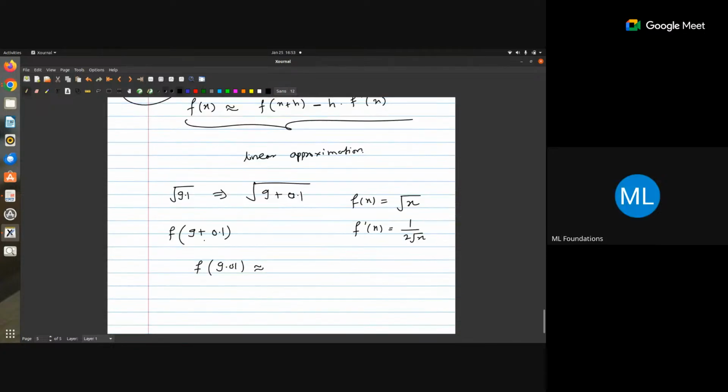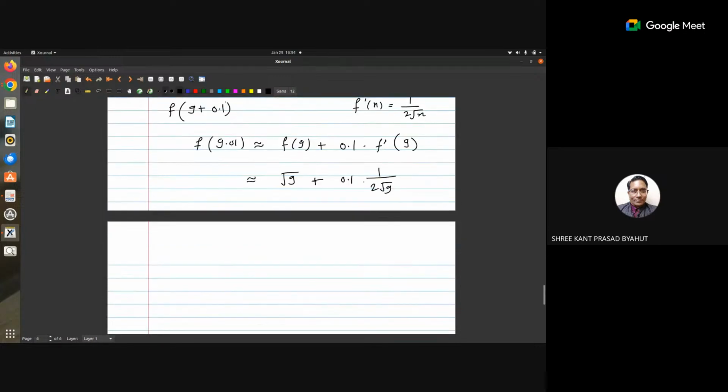So if I use this, then what will it be? f of x will be f of 9 plus 0.1 into f dash of x. f dash of x is f dash of 9, which is 1 upon 2 root 9. So f of 9 is root of 9 plus 0.1 into 1 upon 2 root 9.